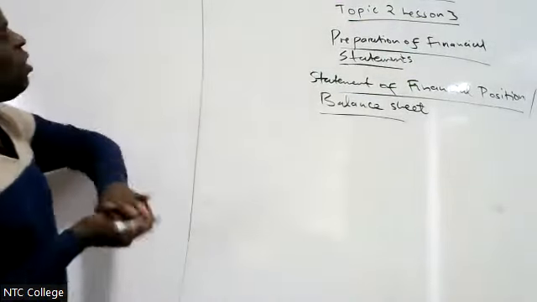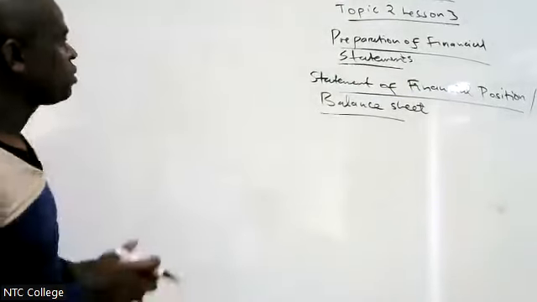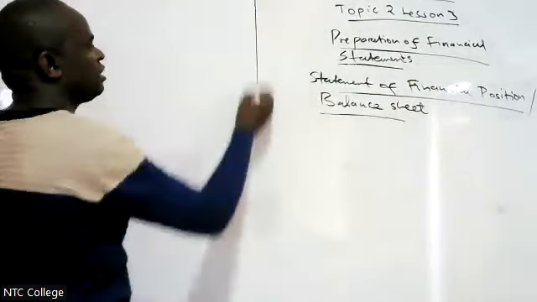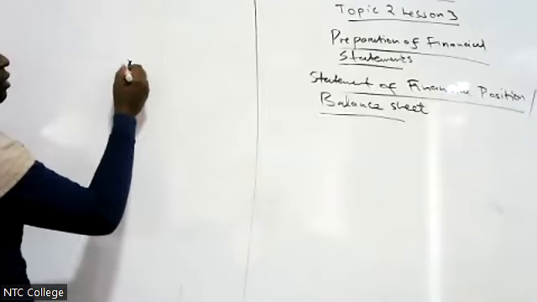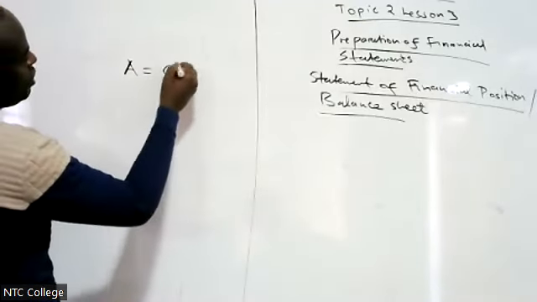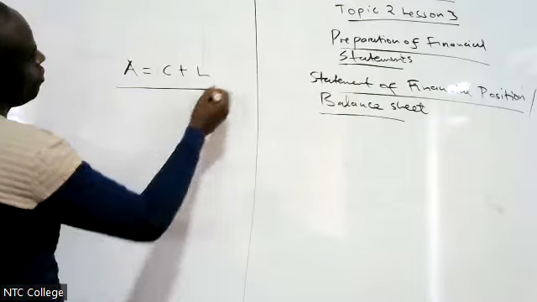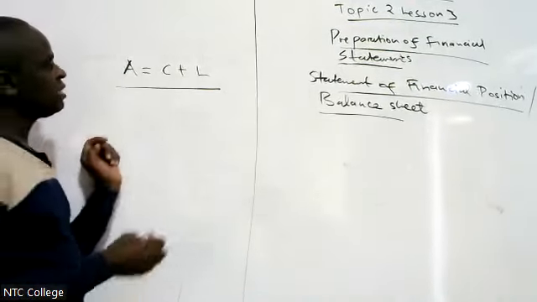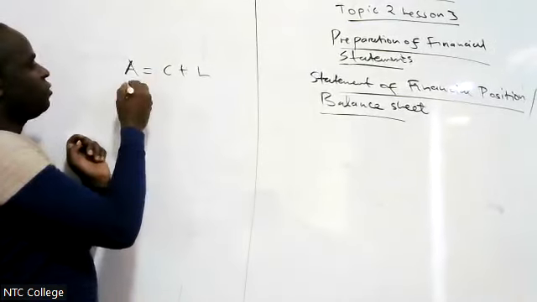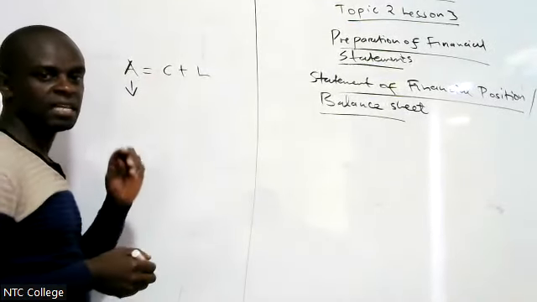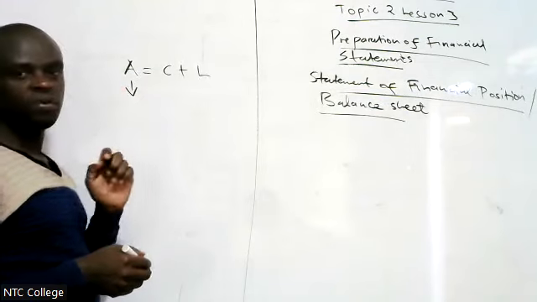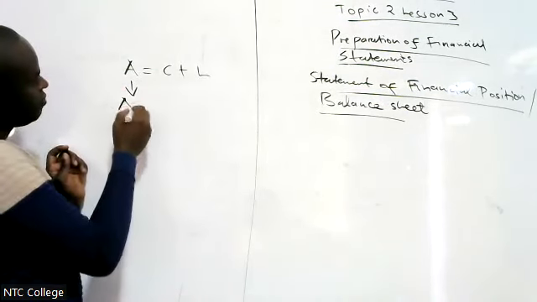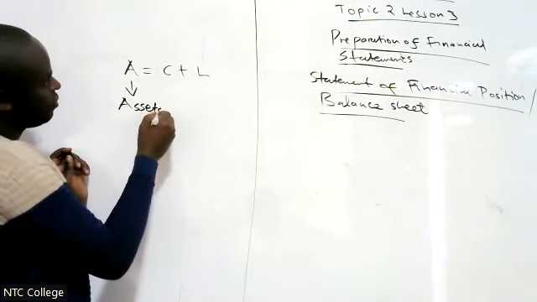Now, the only thing that you need to know in the preparation of this document is this formula: A is equal to C plus L. In this case, what does A stand for? Yes, Sam. What does A stand for? Assets. Yes? Assets.